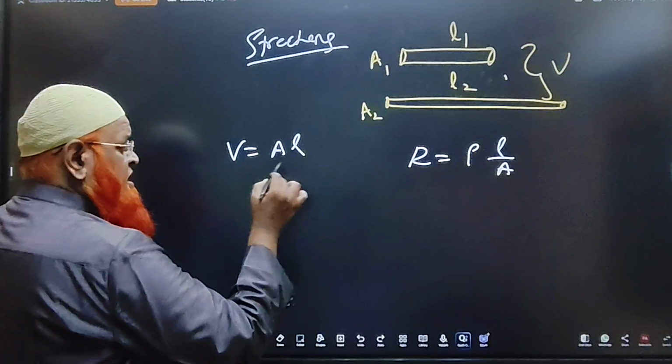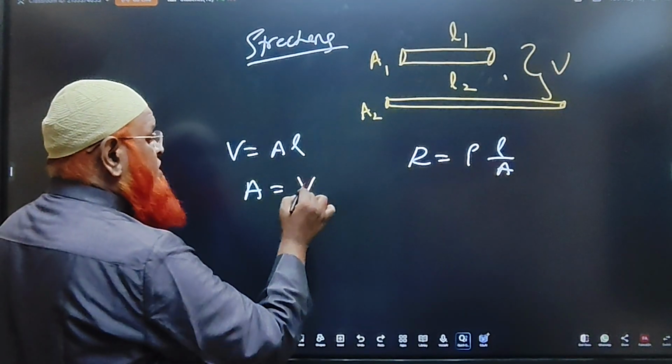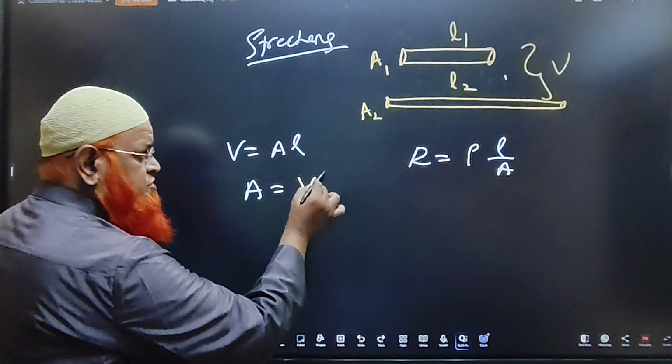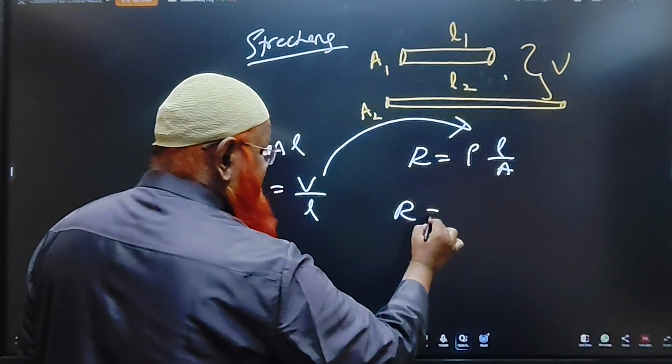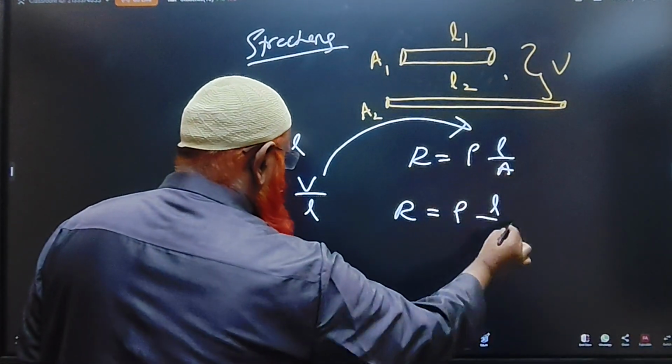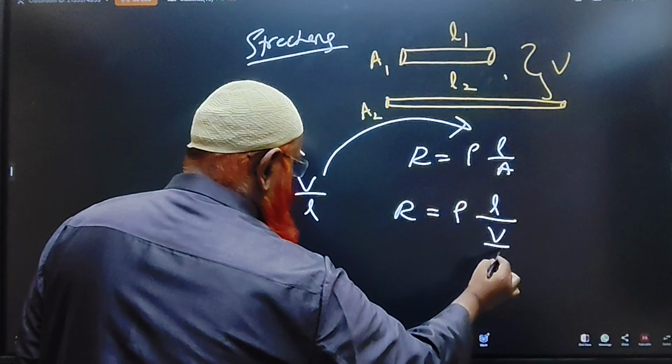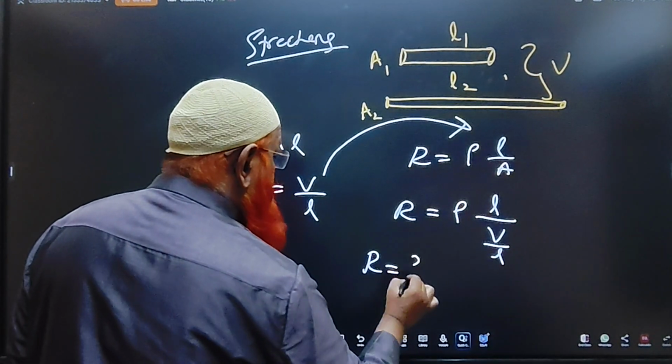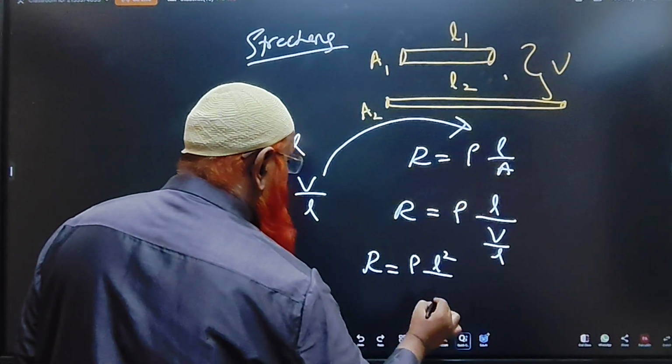For that what will I do? Instead of area, I will take volume by length. So I will substitute here now. Then what am I going to get? Resistance is equal to rho L by A. A means V by L. So R is equal to rho L square by V.